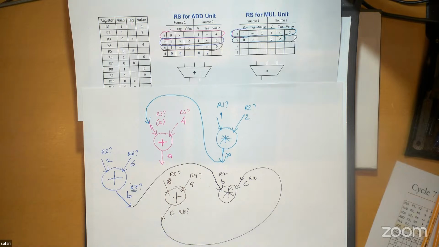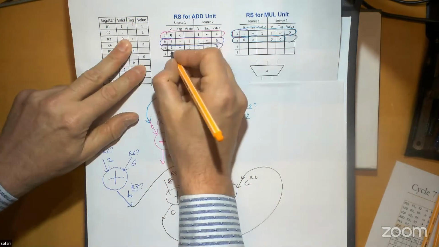Now let's take a look at the last one. Last one, orange. Last instruction is this, D.